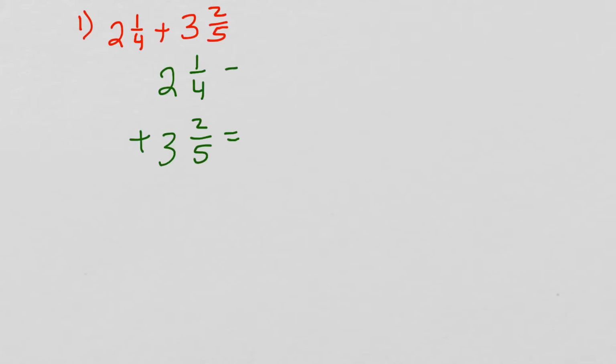First thing that we need to do is make sure that we have a common denominator. The smallest number that 5 and 4 go into is 20. Now I'm going to multiply 5 times 4 to get to 20. Brother-sister rule says whatever I do to the denominator, I do to the numerator. I'm going to multiply 4 by 5 to get to 20.